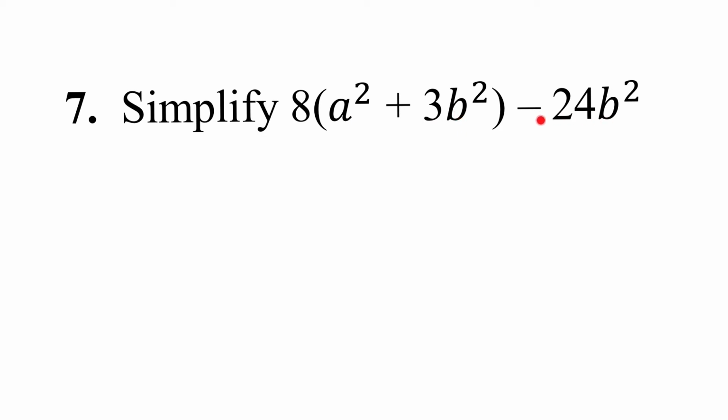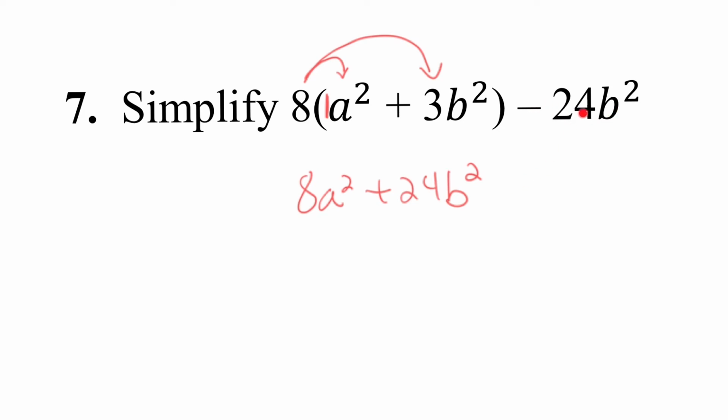But we also have a minus 24b squared outside of the parentheses. First, we need to multiply. We need to distribute. So I will multiply the 8 times the a squared. And keep in mind the a squared has an invisible 1 in front of it. So that's going to be 8. 8 times 1 is 8a squared. And the next one, 8 times 3b squared. That's going to be positive 24b squared.